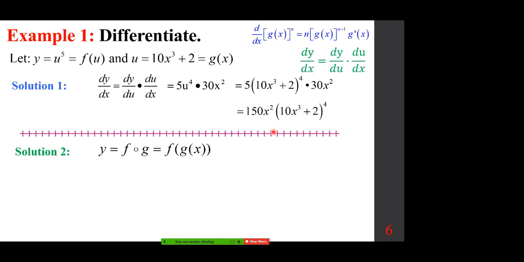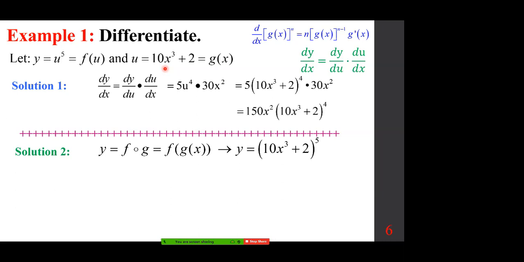We don't have to go by the Leibniz notation. We can actually write the composite function. But you really need to know both. So let's quickly see how it works. If I want to find the composite function, it's easy. y is f of g. u to the power of 5, replace the u with 10x cubed plus 2. So f of g is simply the parenthesis 10x cubed plus 2 to the power of 5.